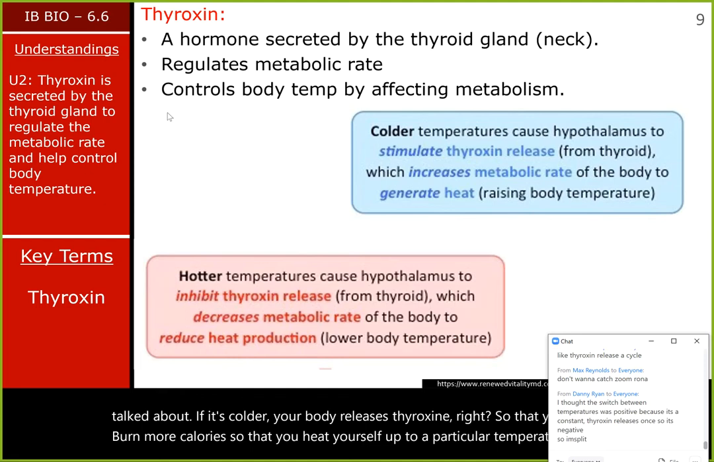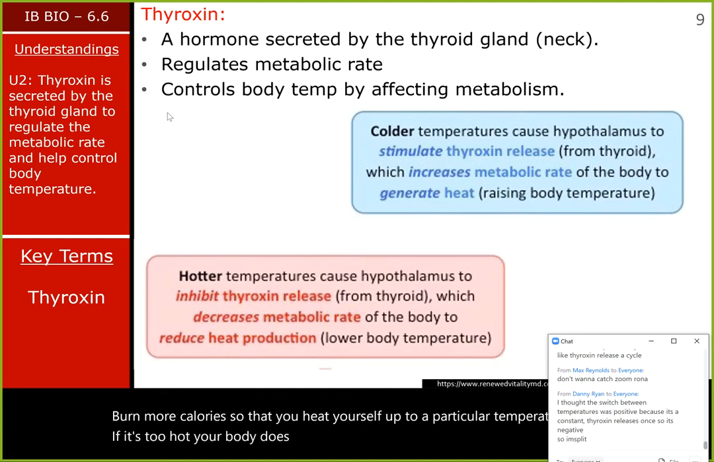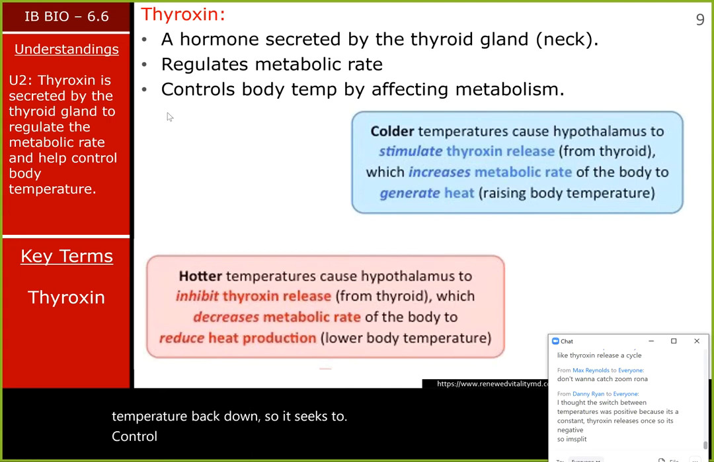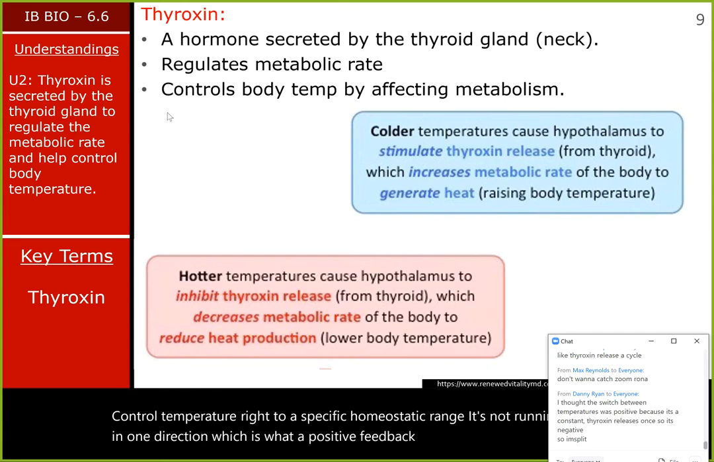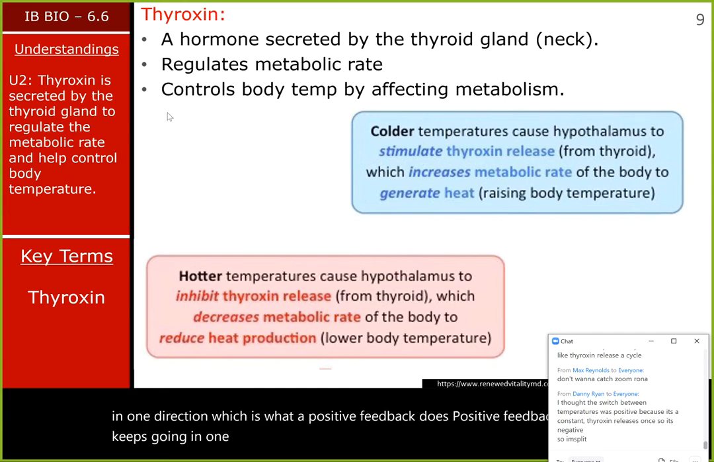If it's too hot, your body does not release thyroxine, which brings your temperature back down. So it seeks to control temperature, right, to a specific homeostatic range. It's not running away in one direction, which is what a positive feedback does. Positive feedback just keeps going in one direction, whereas negative constrains you to a particular condition.